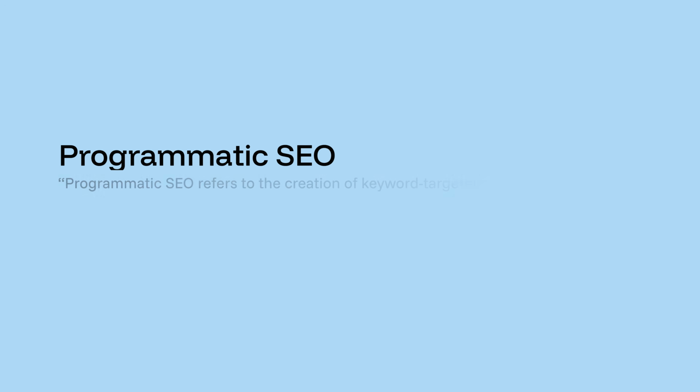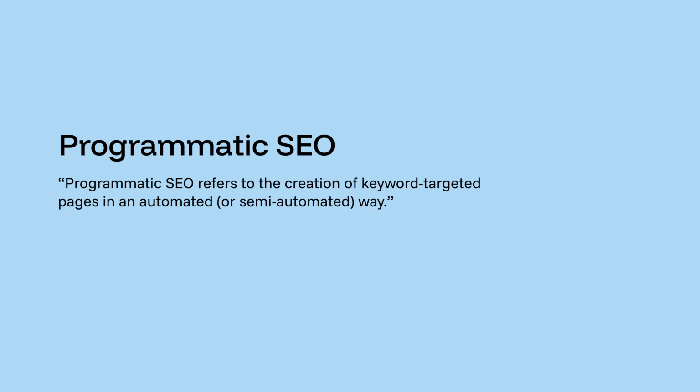First, let us define what programmatic SEO is. Ryan Law, the Director of Content Marketing at Ahrefs, defines it as follows. Programmatic SEO refers to the creation of keyword-targeted pages in an automated or semi-automated way. Simply put, it's the process of creating a large number of web pages following a repeatable pattern using automation.